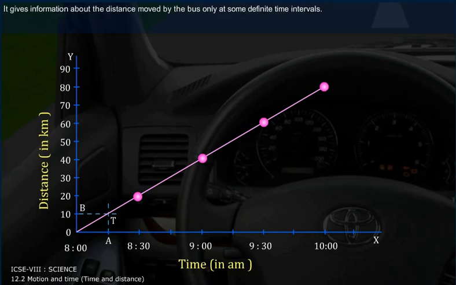Distance-time graph provides a variety of information about the motion when compared to the data presented by a table. A table gives information about the distance moved by the bus only at some definite time intervals. On the other hand, from this distance-time graph, we can find the distance moved by the bus at any instant of time.